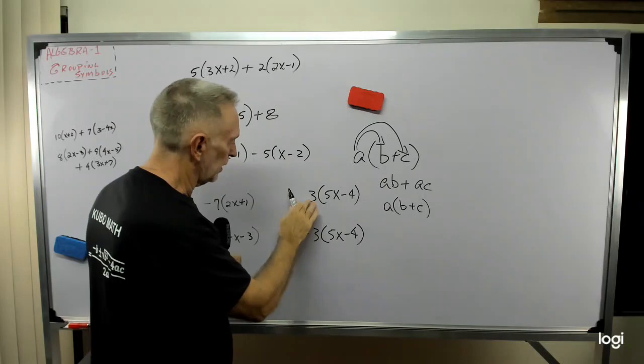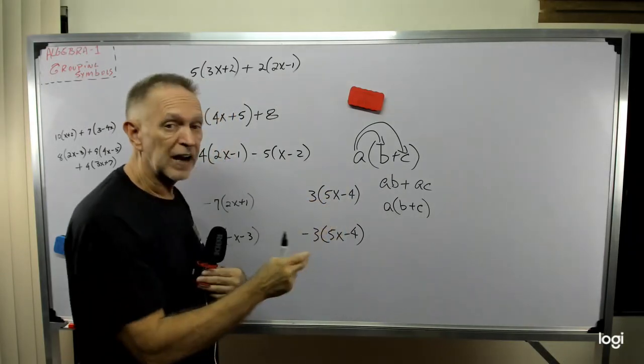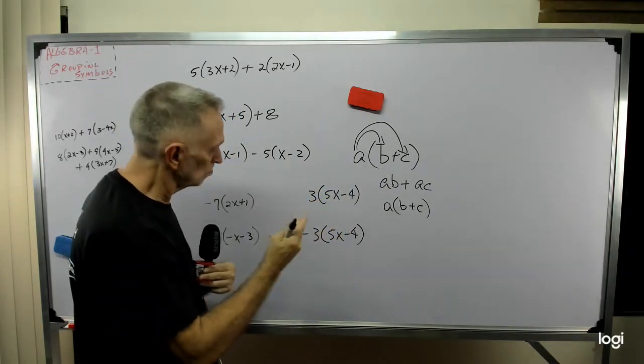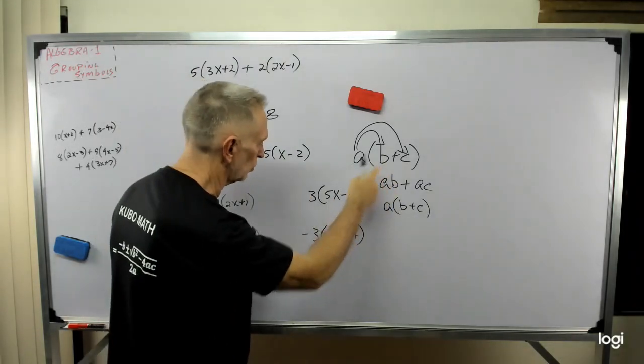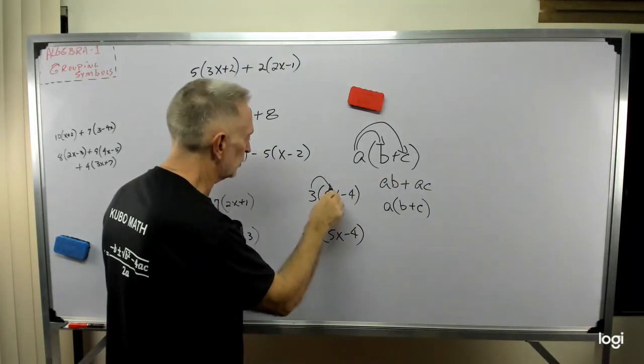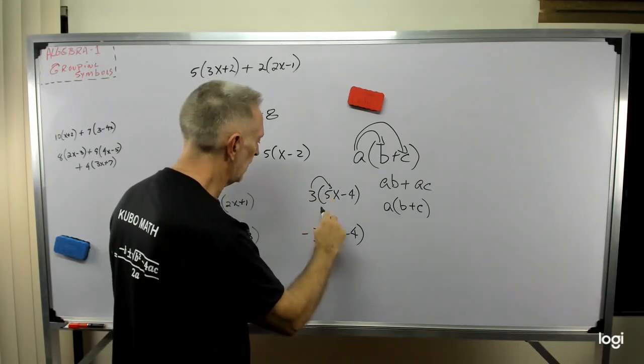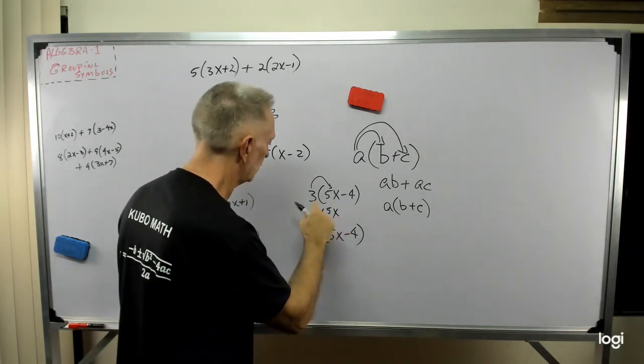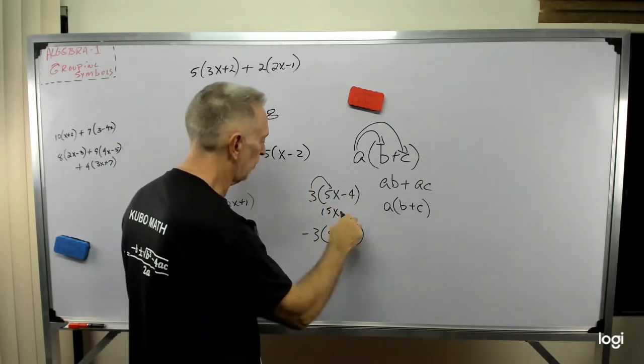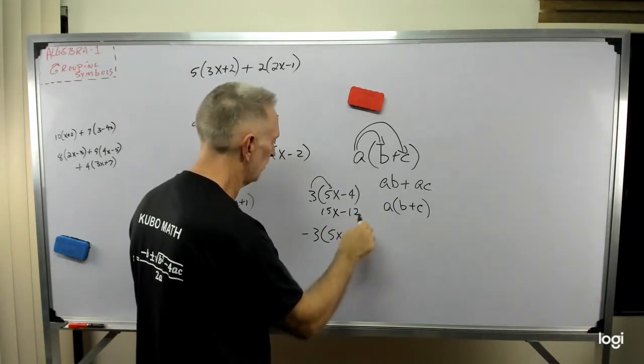So let's take this as an example. We have 3 times the parentheses of 5x minus 4. Following this rule, we're going to reach inside and say 3 times 5x is 15x. 3 times the negative 4 is negative 12.